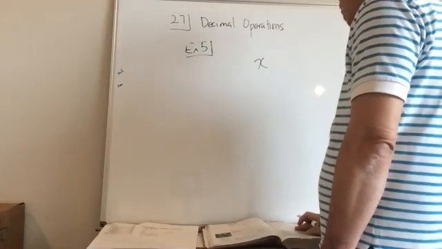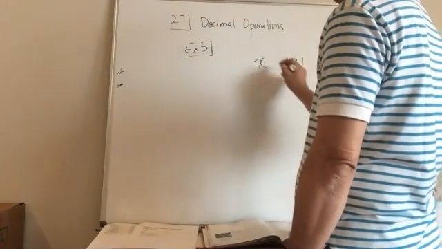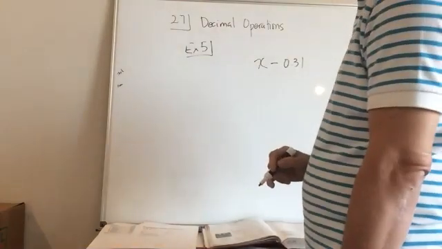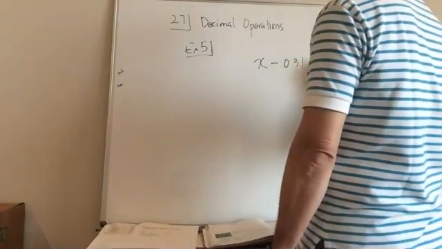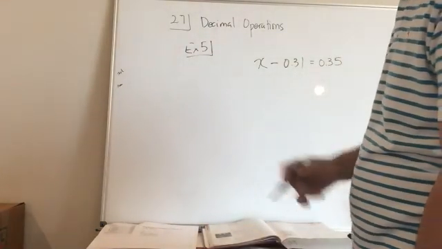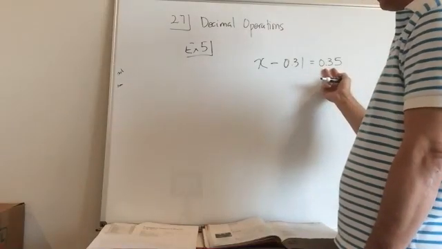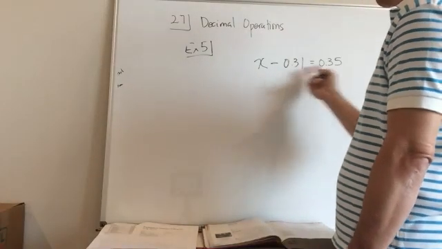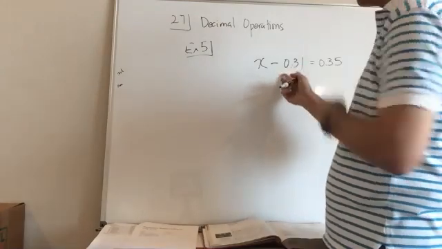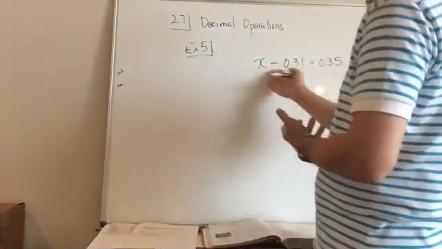We're going to lose 0.31 pounds from x. So we have to subtract away 0.31 pounds, and the end result was 0.35 pounds, because after the hibernation the chipmunk weighed 0.35 pounds. So this is what we need to solve. And this is the hard part, figuring this out from the words, from the paragraph. You need to be able to figure this out.